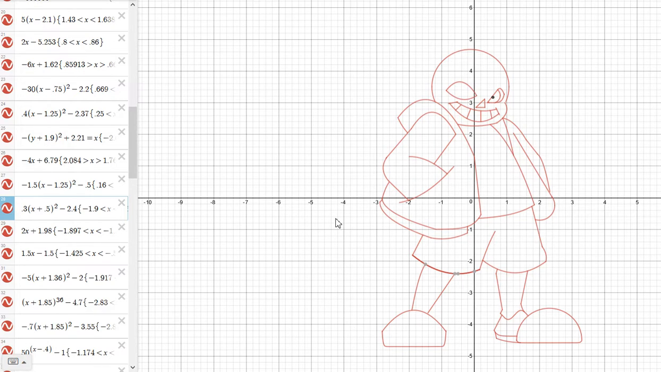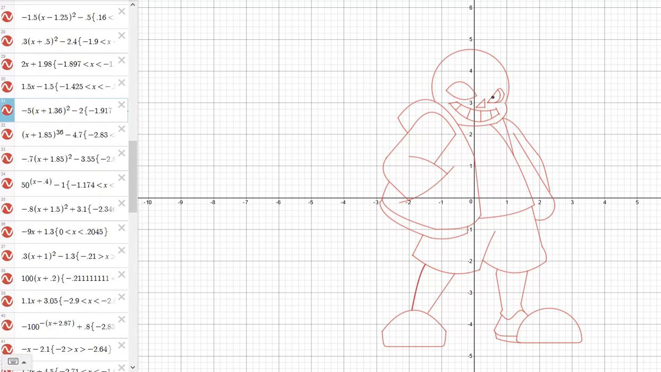This is an example of a vertical compression because the equation is y = 0.3(x + 0.5)^2 - 2.4. Since 0.3 is less than 1, it would be a vertical compression. This equation would be an example of vertical stretch because the equation is y = -5(x + 1.36)^2 - 2. Since -5 is less than -1, it would be a vertical stretch.